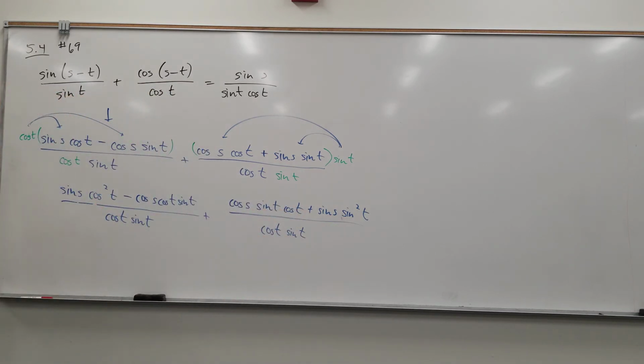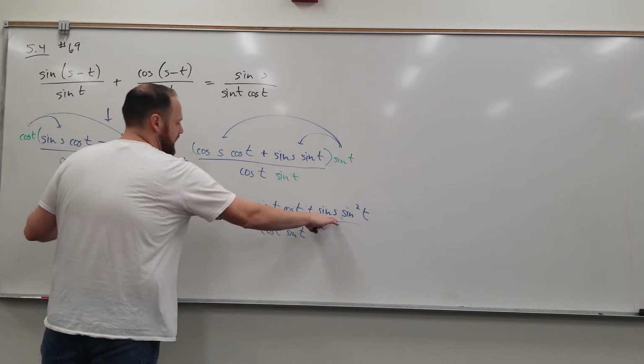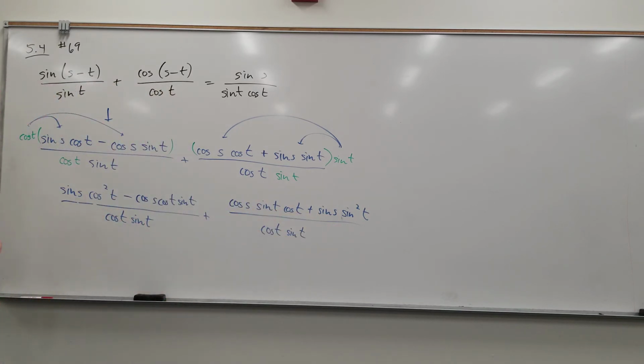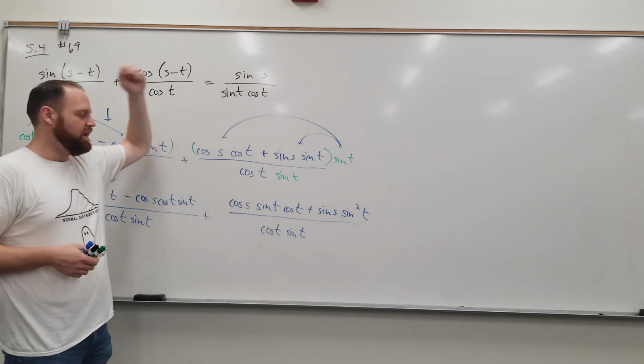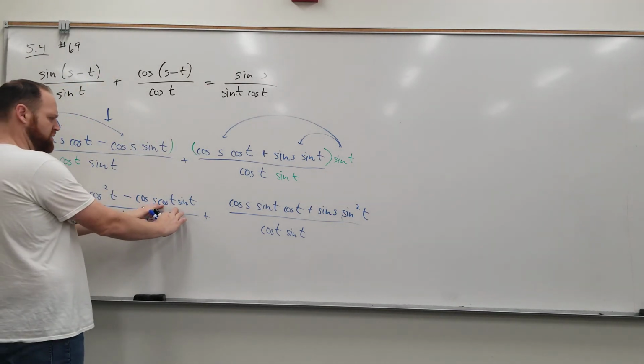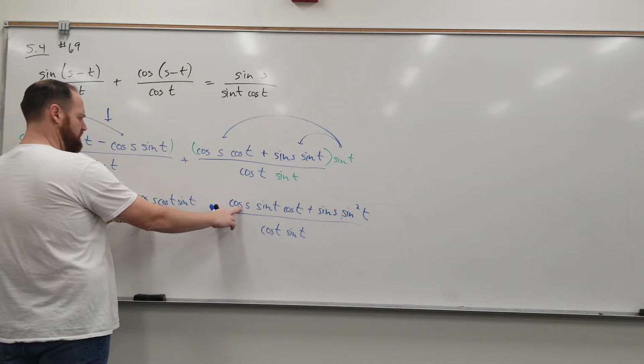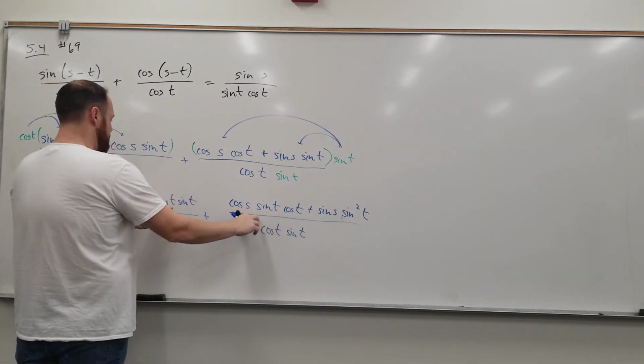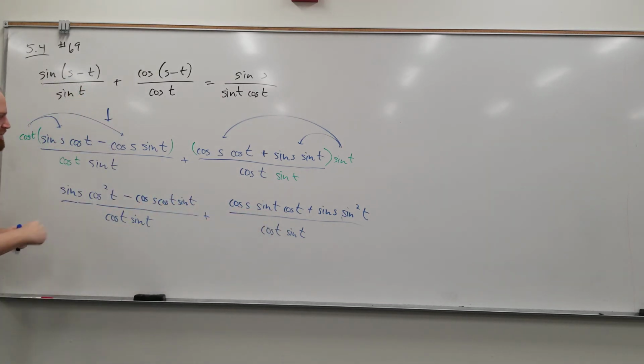Well, okay, so not quite matching, although I could use a Pythagorean identity, right? Like I could combine these, factor out the sine s, and then cosine squared plus sine squared is 1. So that's where I'm going to get the sine s from, I bet. Okay, because then this thing, cosine s, cosine t, sine t. So these two are the same, and they cancel. Those two cancel. Oh, there it is. There it is. Okay.